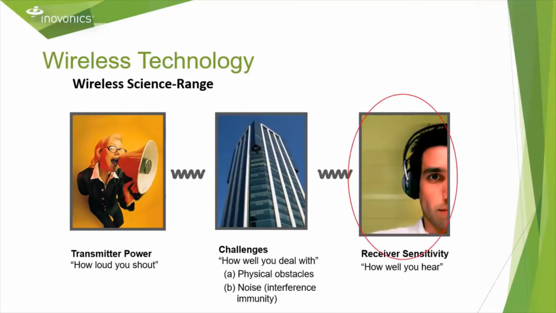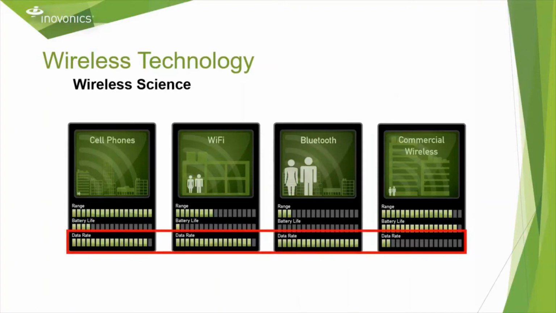Now let's discuss receiver sensitivity. Data rate plays a large part in receiver sensitivity. As you can see on this chart, commercial wireless does not provide a large data rate. It is not capable of sending large packets of information like photos or videos like you can with Wi-Fi, Bluetooth, or cellular data networks, but this provides an advantage to us.